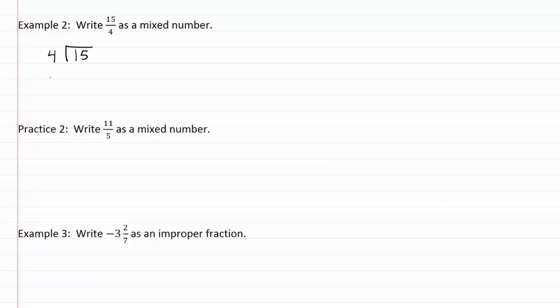Every 4 makes up a whole one, and I'm trying to figure out how many whole numbers I have, and then how many fractions do I have left. So 4 doesn't go into 1 at all, but 4 goes into 15 3 times. So 4 times 3 is 12. If I have 15 and I take away 12, I've got 3 left over.